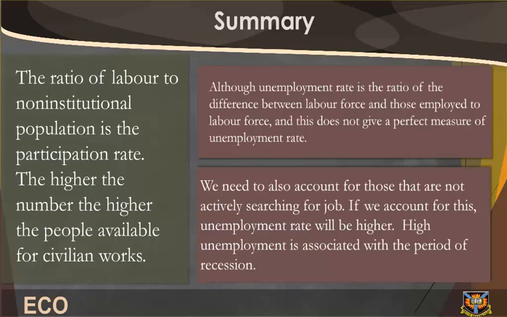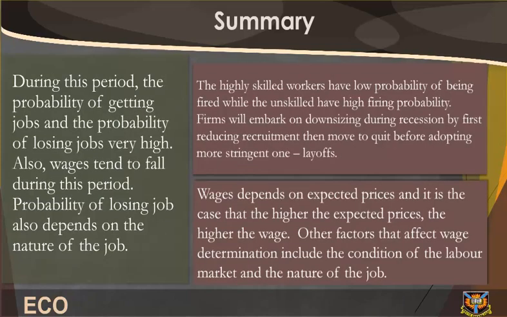Although unemployment rate is the ratio of the difference between labor force and those employed to labor force, this does not give a perfect measure of unemployment rate. We need to also account for those that are not actively searching for a job. If we account for this, unemployment rate will be higher. High unemployment is associated with the period of recession. During this period, the probability of getting jobs is low and the probability of losing jobs is very high. Also, wages tend to fall during this period.